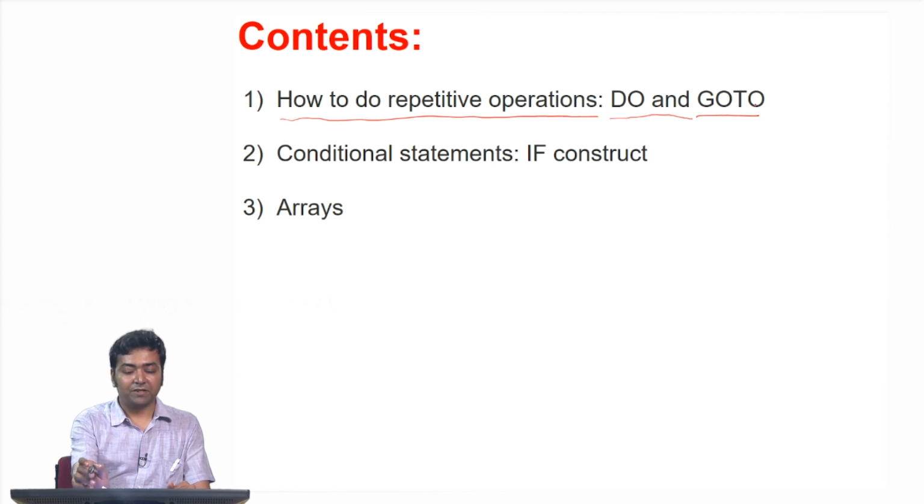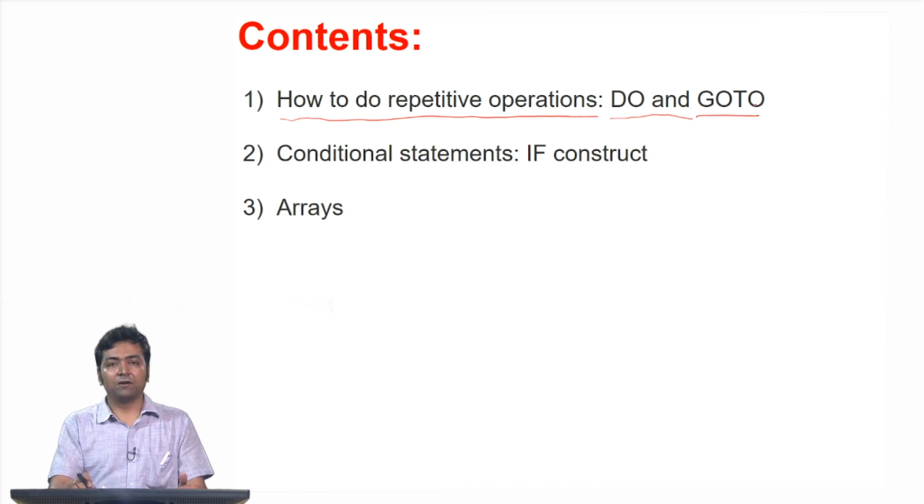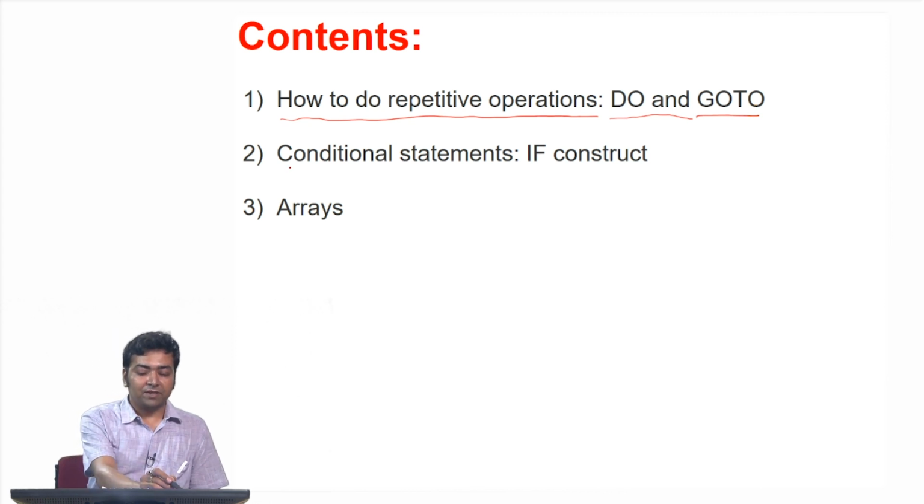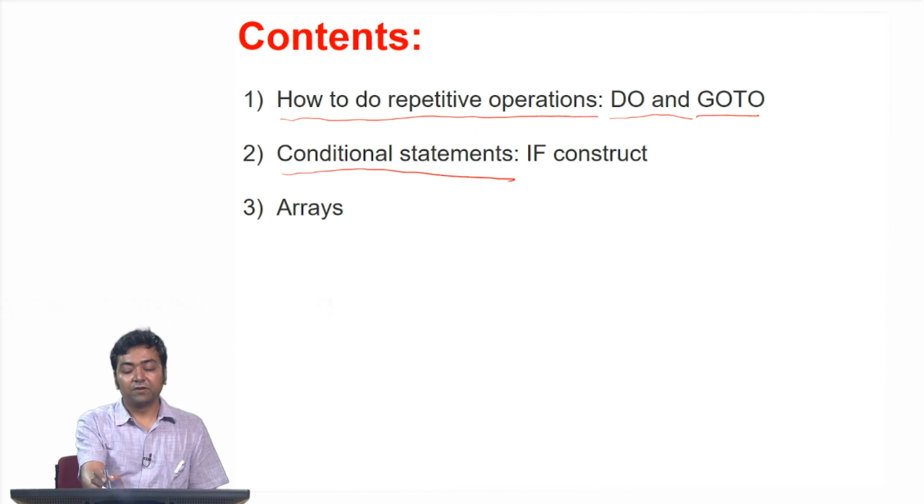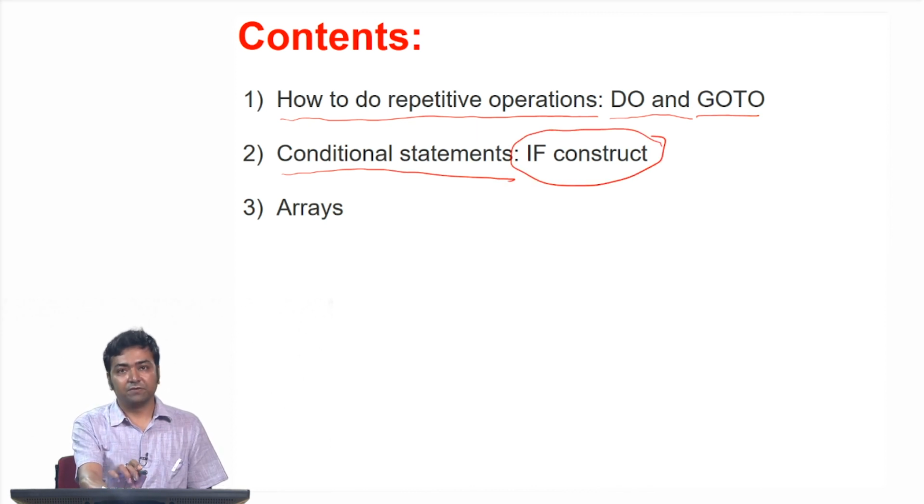Another thing we often come across when writing a program is, for example, we want to execute a certain statement only if certain conditions are satisfied. So, we will also see in this part how to use conditional statements in Fortran using the if construct.